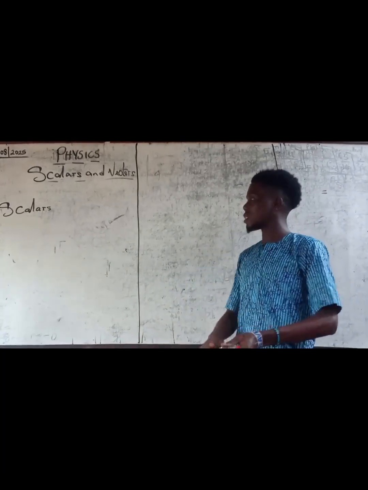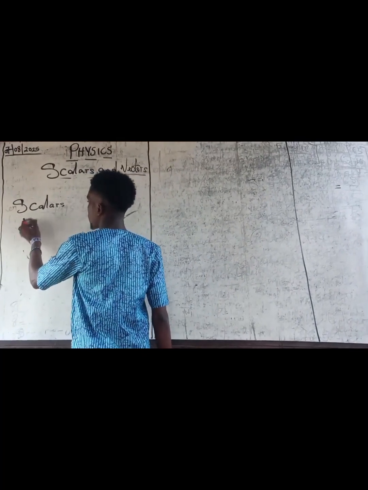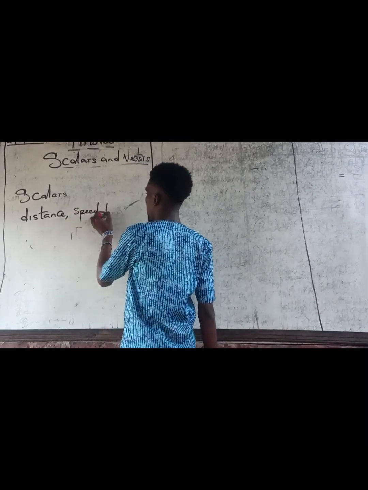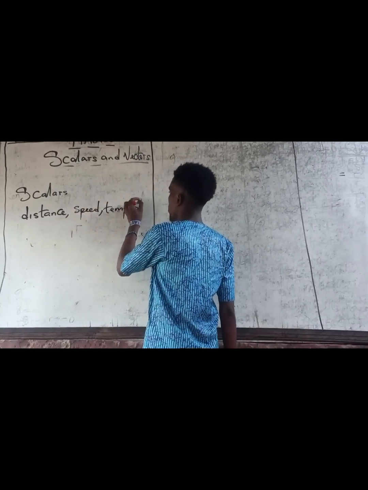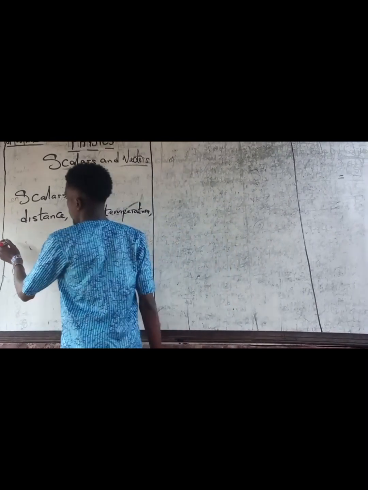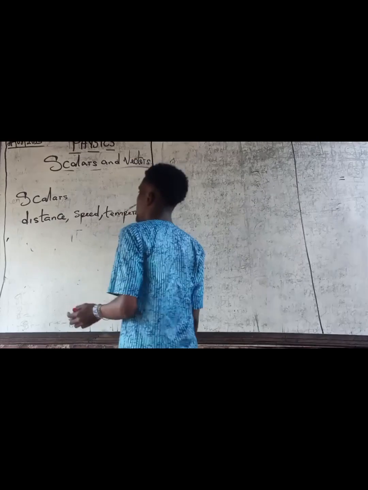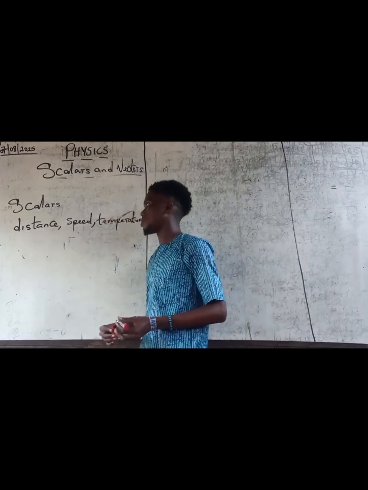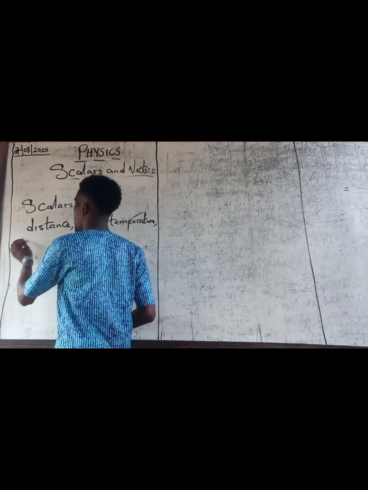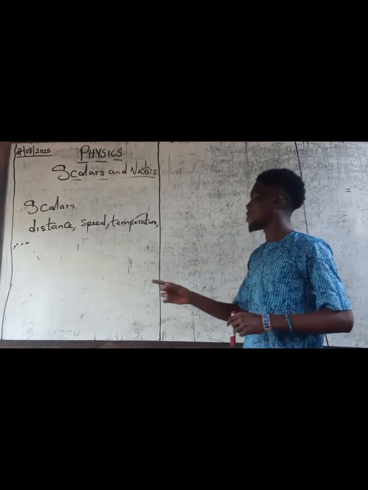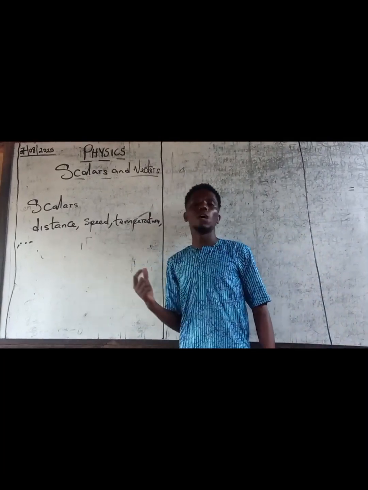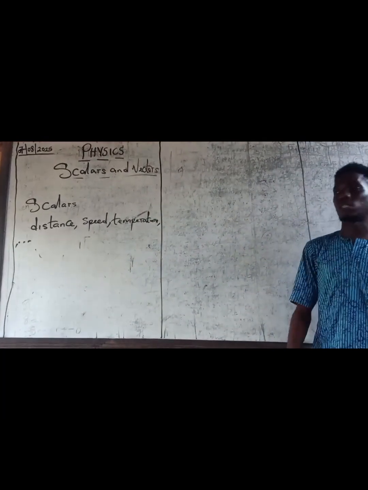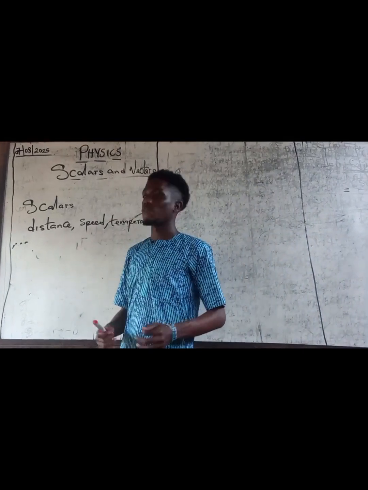Examples of scalar quantities are distance, speed, and temperature. We have lots of them like that. All these quantities are scalar quantities. Why? Because each of them has a magnitude, but they do not have direction. Direction is not specified in each of these quantities.